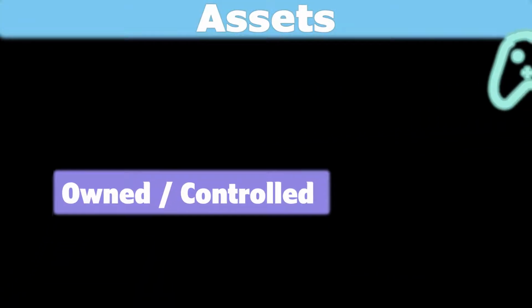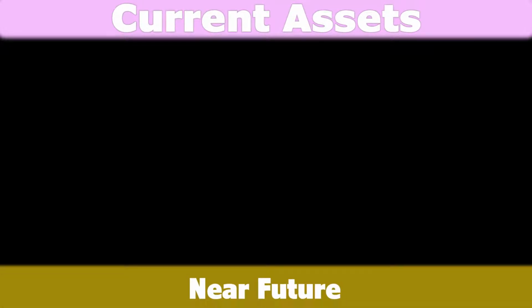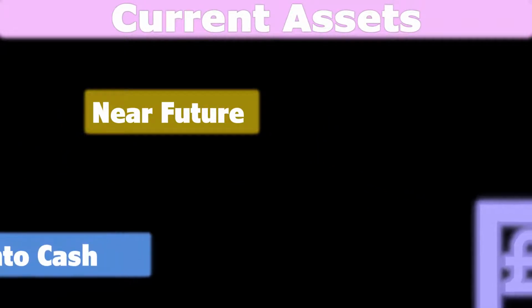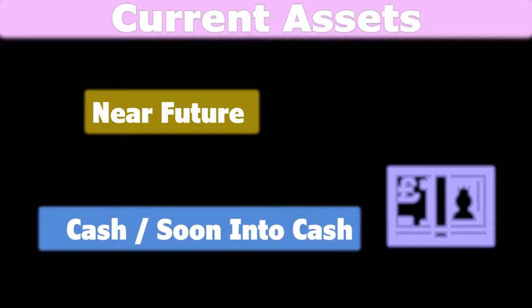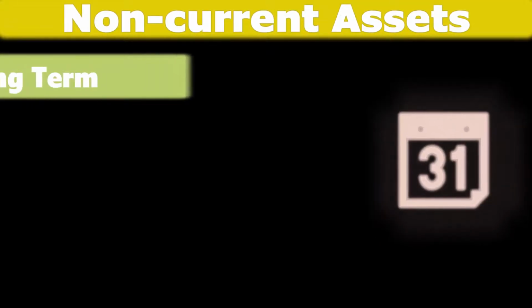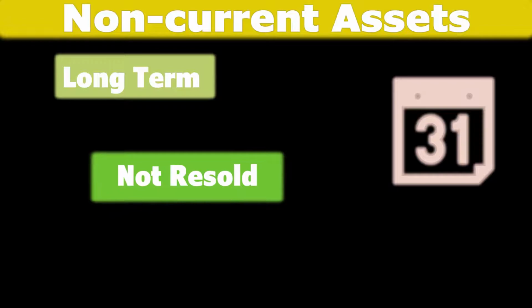ledger account. Now, let's discuss assets, which are things owned or controlled by the business, available for use in the business. More precisely, a current asset is a short-term asset of the business which is to be used in the near future. In other words, it is cash or something that will soon be converted into cash. On the other hand, a non-current asset is an asset which is to be used for the long term in the business and not resold as part of trading activities. For example, purchase of a delivery van.